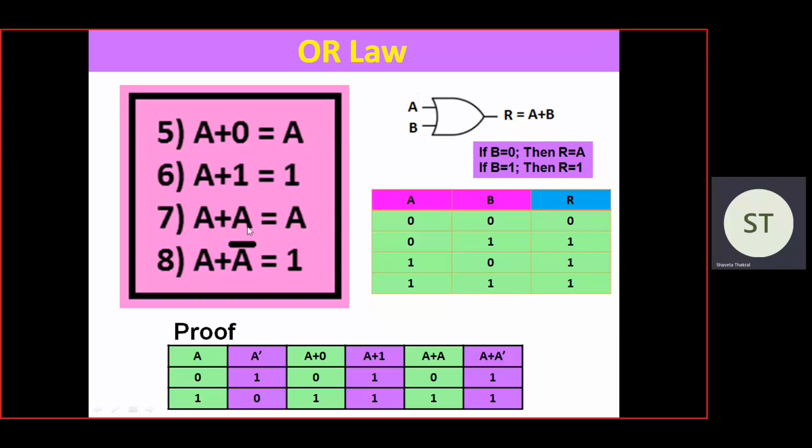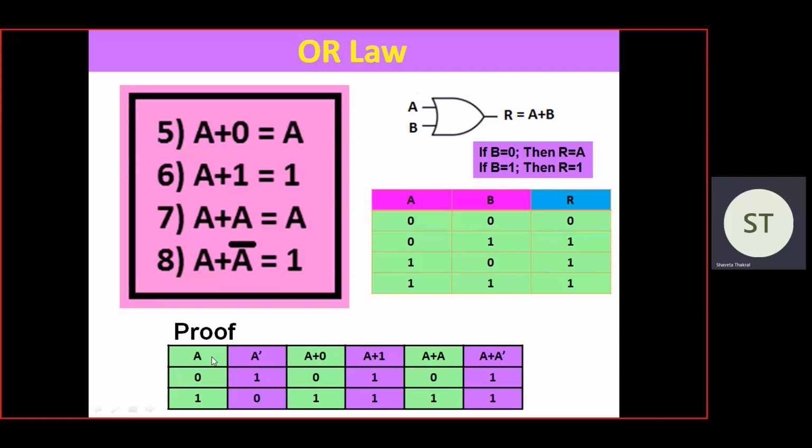And if A is added with A, that is not twice of A, that will be A. And if A is added with A thrice, that is not thrice of A, that will be again A. So if A is added with A n number of times, that remains A. And what about A plus A complement? That is equal to 1. So here we can verify these four theorems.